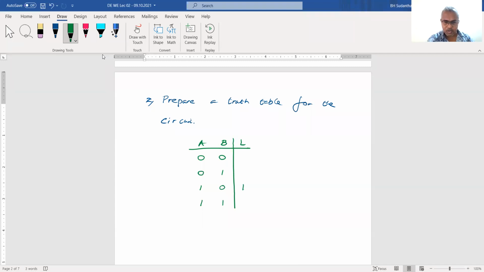Alarm should sound. The other one, both those are open. Here, A1, B1. Here also, alarm should sound. But in these 2 cases, alarm should not be turned on. Up to this point, is it okay? What do you think? Up to this point?